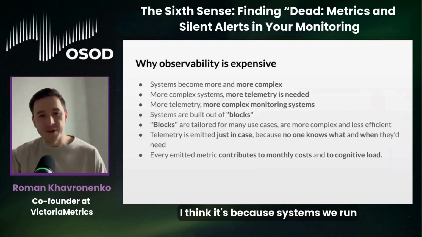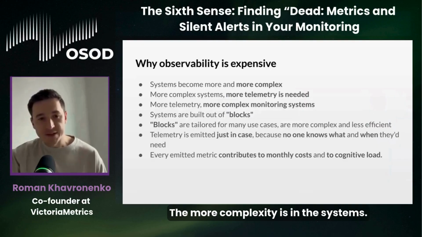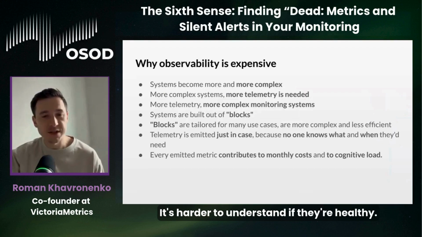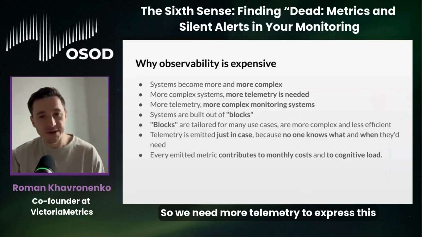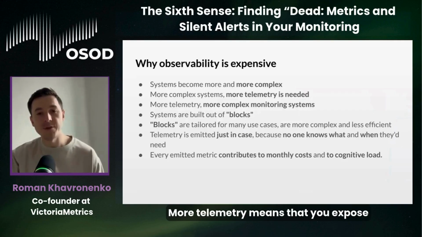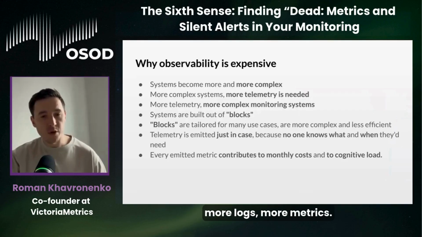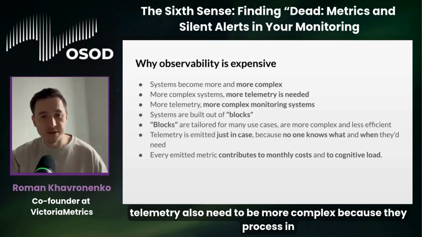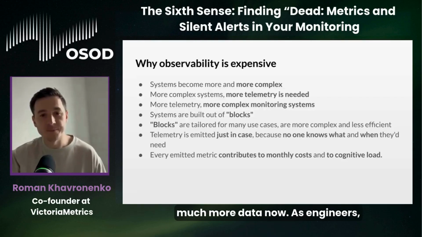Well, I think it's because the systems we run become more complex. The more complexity there is in the systems, the harder it is to describe what they are actually doing inside. It's harder to understand if they're healthy. So we need more telemetry to express this complexity. More telemetry means that you expose more logs, more metrics, and then the monitoring systems that collect this telemetry also need to be more complex because they process much more data now.